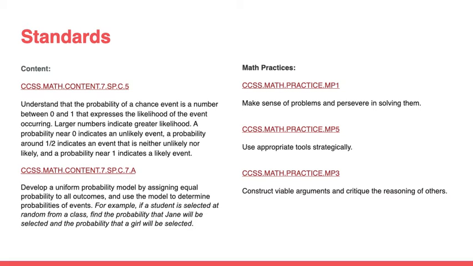The second standard that I felt went hand in hand with this one was: develop a uniform probability model by assigning equal probability to all outcomes. Use the model to determine probabilities of events. For example, if a student is selected at random from a class, find the probability that Jane will be selected and the probability that a girl will be selected.